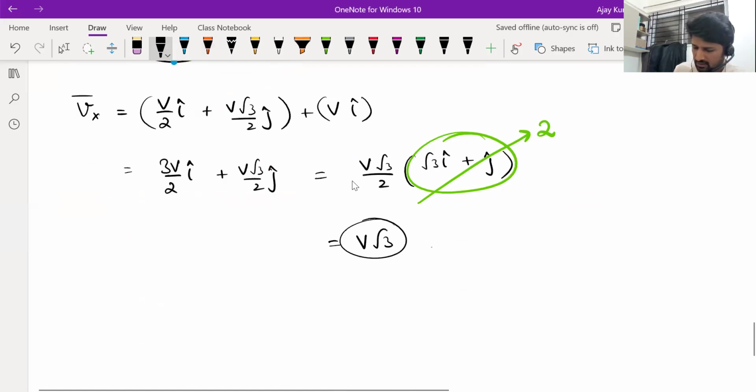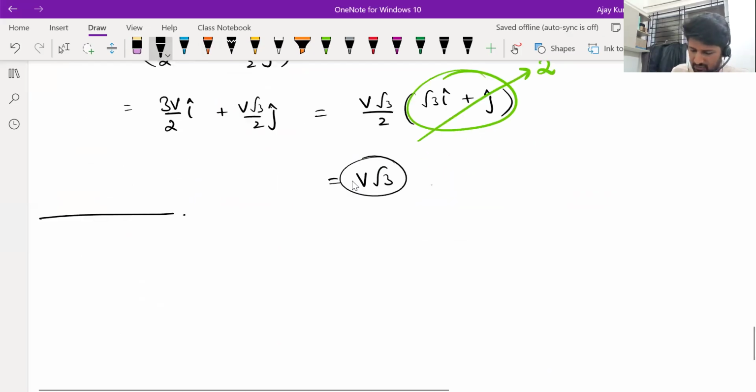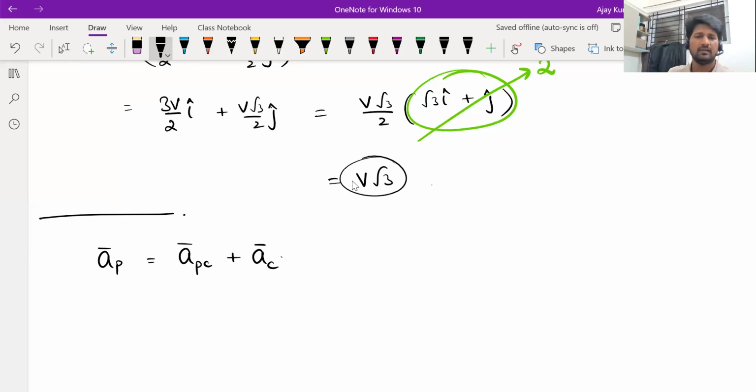And see, not just velocities, you can even find out accelerations of particles in pure rolling using a similar idea. Suppose you want acceleration of the point of contact. Then you write it as acceleration of point with respect to center of mass plus the acceleration of center of mass. Okay, derive this, both of you.